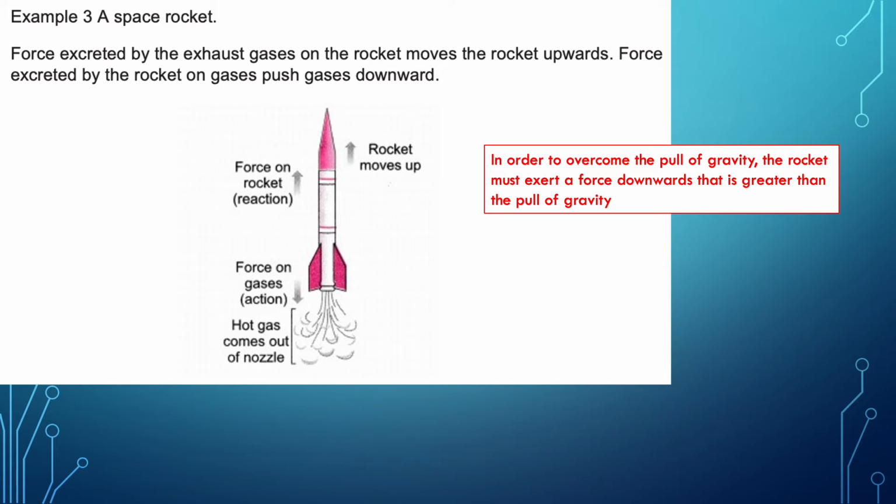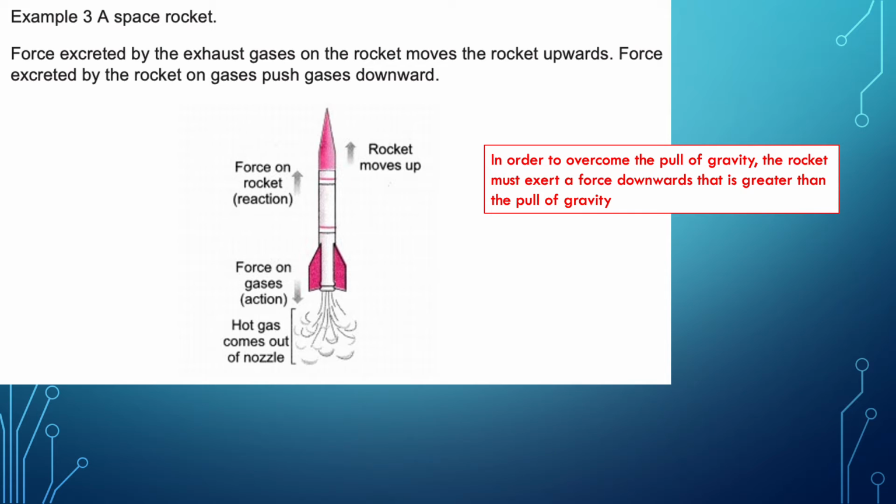And for a space rocket like this, in order to overcome the pull of gravity, the rocket must exert a force downwards that is greater than the pull of gravity. Now, generally, this will be done in a way that the space rocket can actually push off of something, which is why generally you don't really see space rockets being launched mid-air, right? They're always starting from the ground, and so they'll actually push off the ground, right?